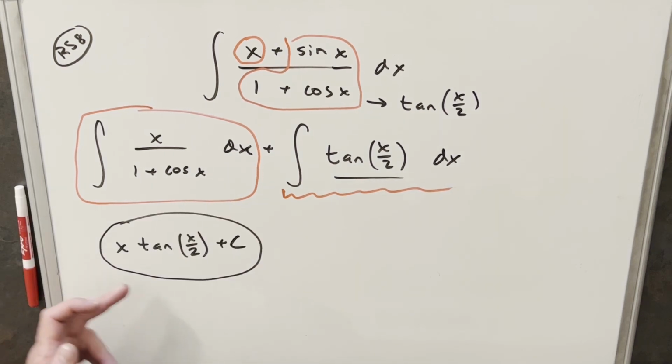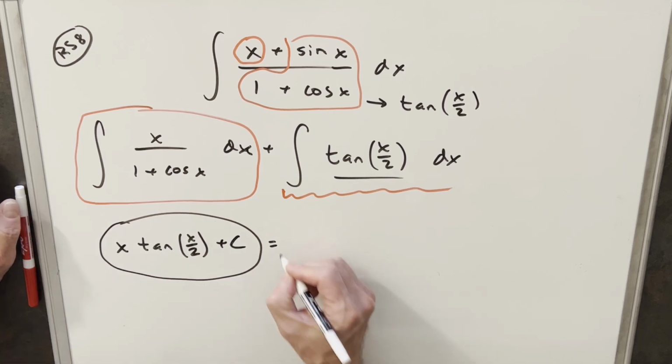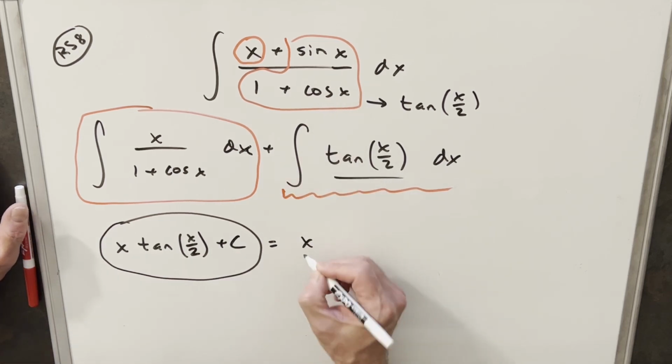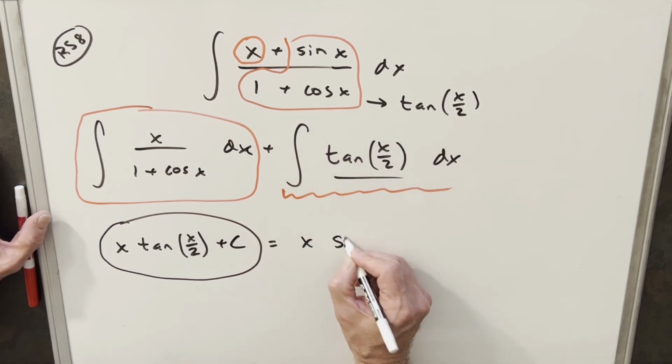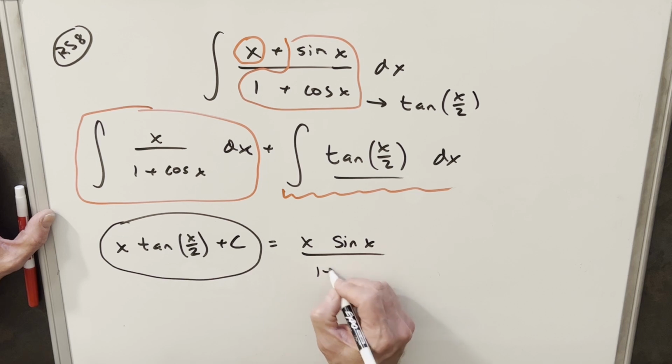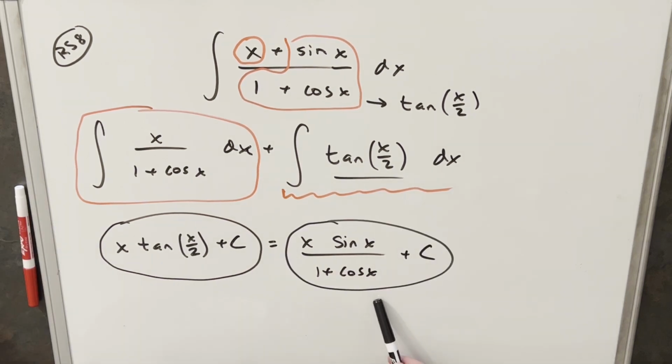Now one quick note on this, if you don't like having your answer with a half angle, we can put it back into full angle. We can put it back into this form. So we'll have our x, but we know the value for tan x over 2 is going to be this. So we'll have x times sine x over 1 plus cosine x, plus C. And so this also would be a valid solution.